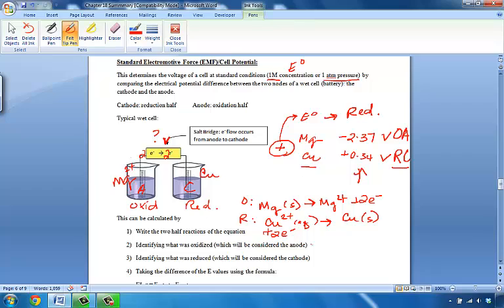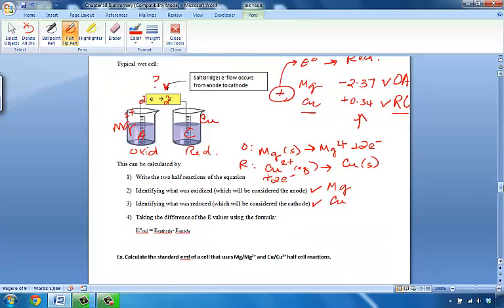We have identified what is going to be oxidized and what is the anode, and that is, of course, our magnesium. We have identified what is going to be reduced, which will act as our cathode, and that is our copper. And we have the values that coordinate with that. So what values do we have here? We have the values of magnesium is negative 2.37 and copper is positive 0.34. And these values are just strictly plucked right out of the standard reduction potentials table.